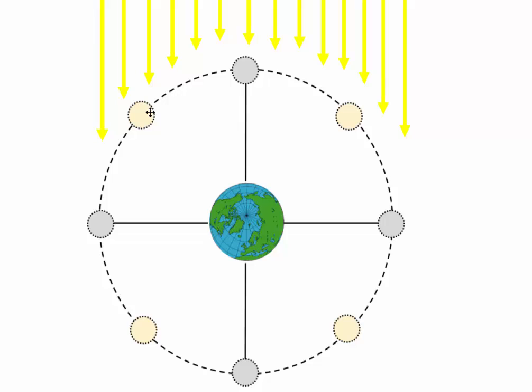We know that the moon revolves around the Earth, and it takes about 28 days for it to revolve all the way around the Earth. There are four main moon phases as the moon revolves around the Earth. Okay, the first main moon phase is the new moon. The new moon is going to be all dark, and the full moon is all lit.